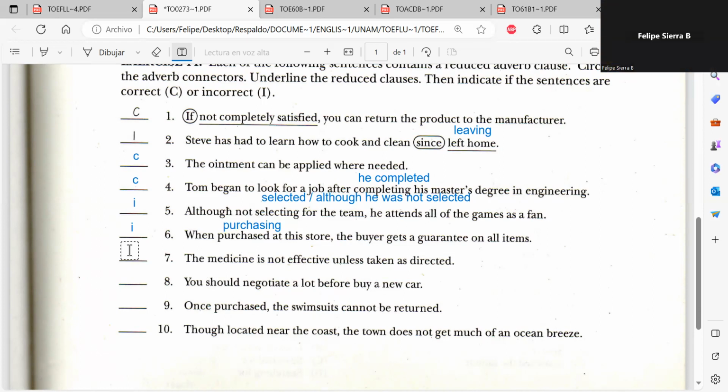The medicine is not effective unless taken as directed. So the medicine is not effective unless it is taken as directed. So it is correct. We eliminated the verb, the second verb. I think it's correct. The medicine is not effective unless taken as directed. Correct.